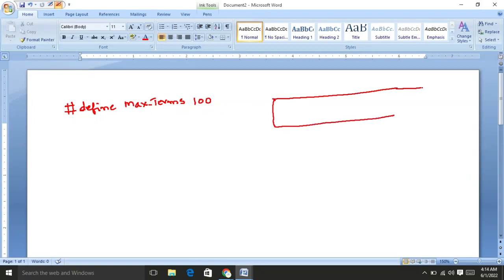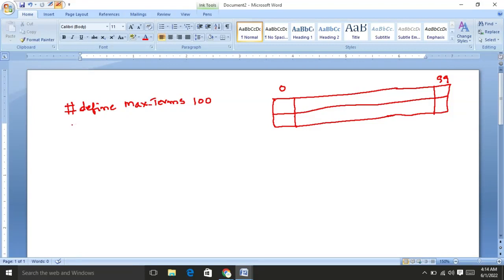So I am going to consider this is the large array. This large array can store the 100 terms of the polynomial. Suppose this is the 0th term and then this is the 99th term. Actually, the total number of terms in an array. Here, I am going to use hash define because we know that to define the constants either in C or C++, we use the hash define.